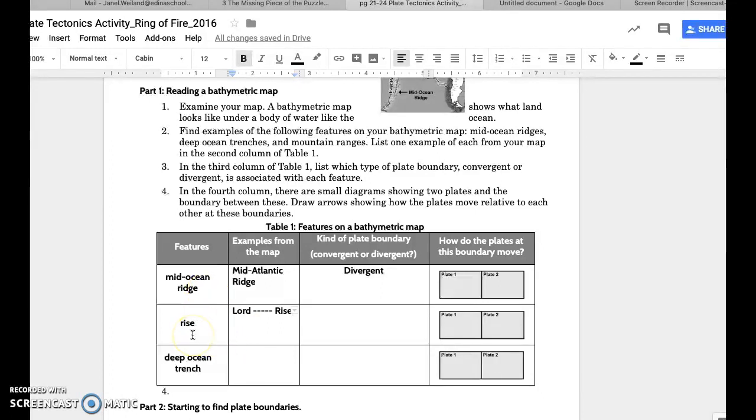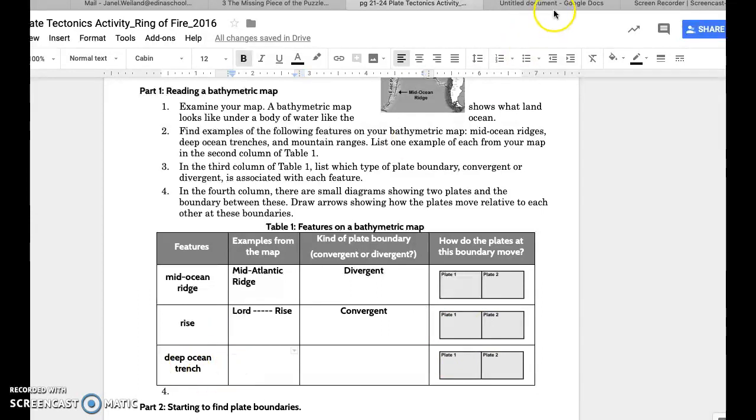It forms in a different way than our Mid-Atlantic Ridge, which is also a mountain. Here, the plates are coming together. It just is happening under the water, so we call it a rise, and you can draw two arrows coming together. Then down here, trenches.